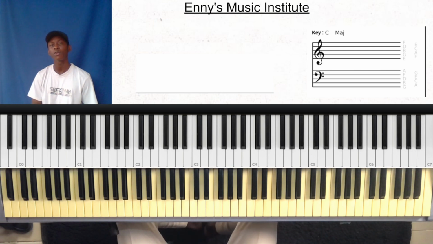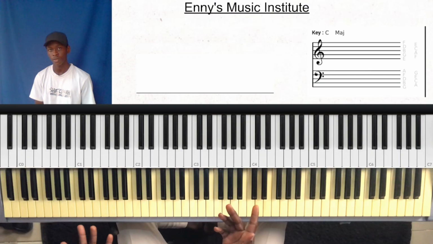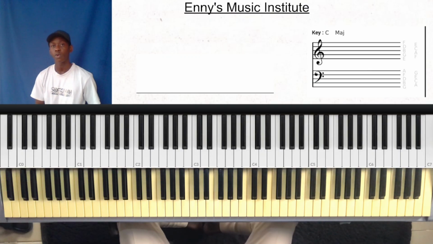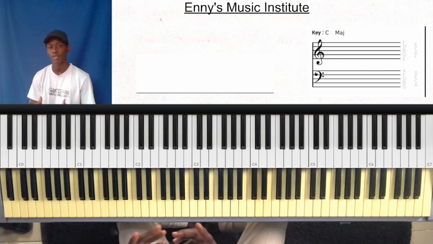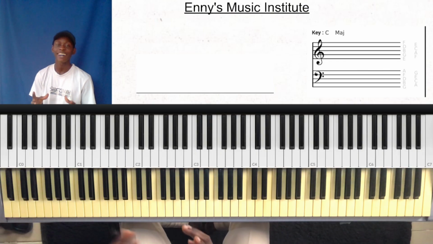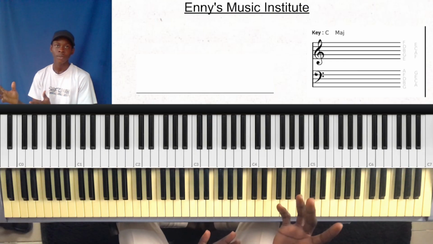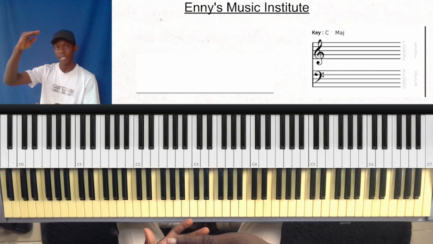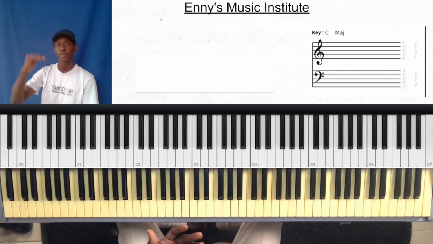Today we are going to do a quick one on suspended chords. So what are suspended chords? Suspended chords are chords that want to resolve, right? Chords that are suspended, that have suspension. You understand? You know what it means to suspend something, like keep it hanging. So when a chord is suspended, it is hanging and wants to resolve.